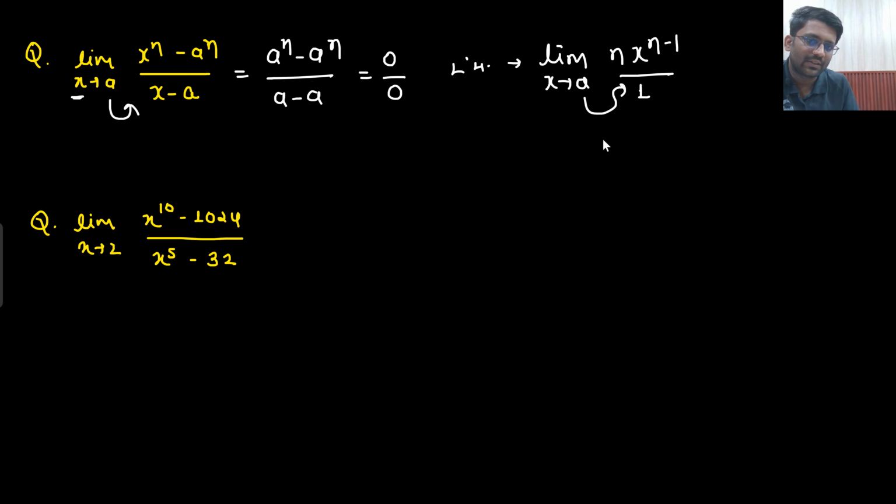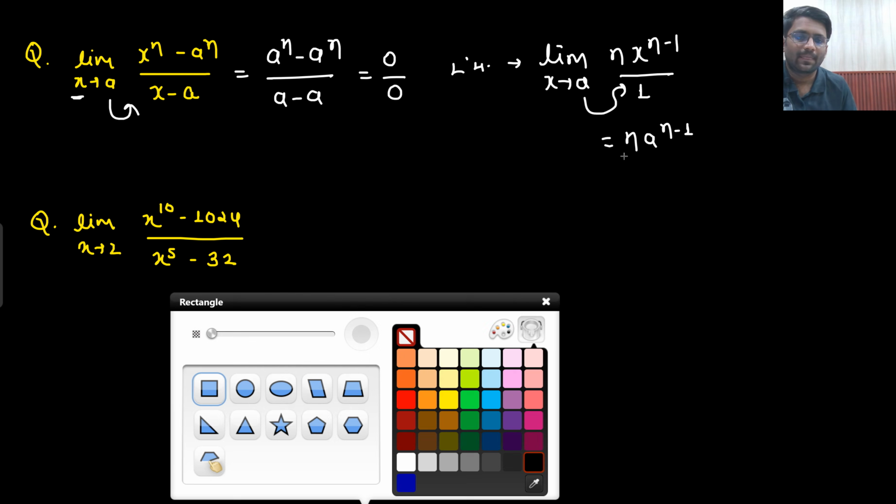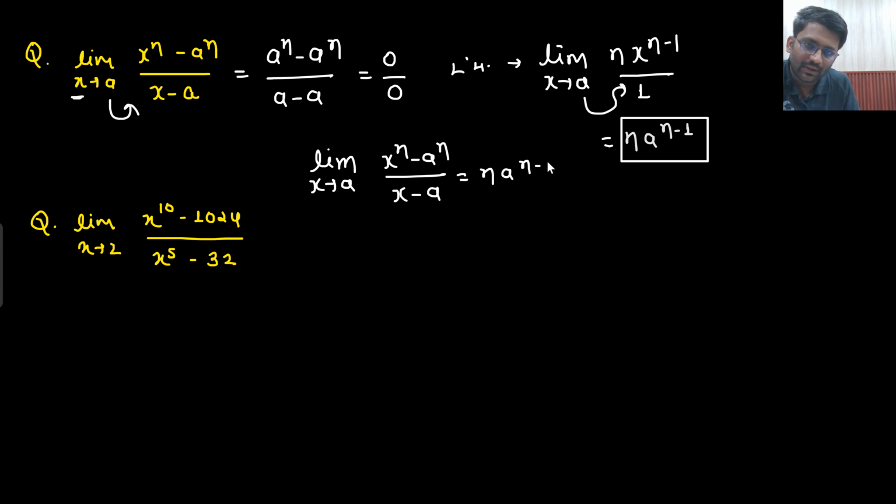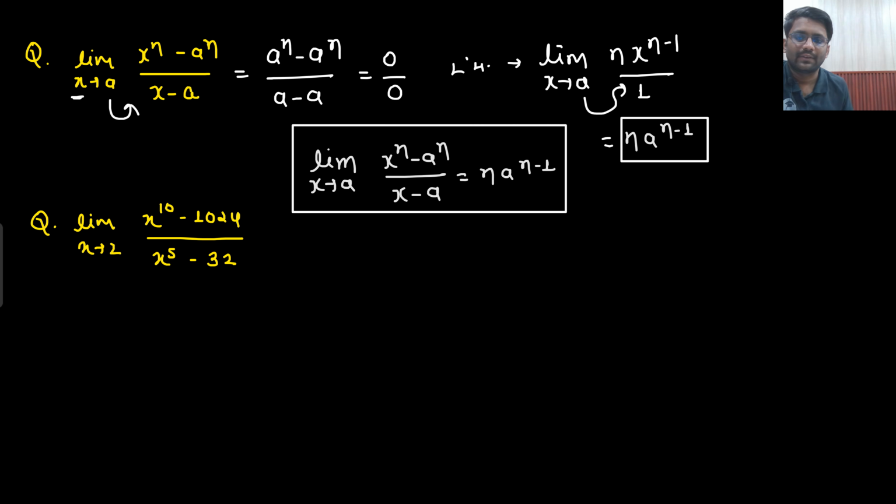Now if you put the limit, what answer you are getting? Sir, n a to the power n minus 1. There you go. That's it. This is the answer. So what conclusion I am writing down? That limit x tending to a, x to the power n minus a to the power n divided by x minus a is nothing but n a to the power n minus 1. This is the answer.